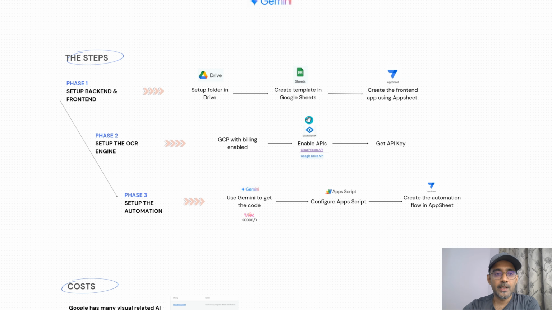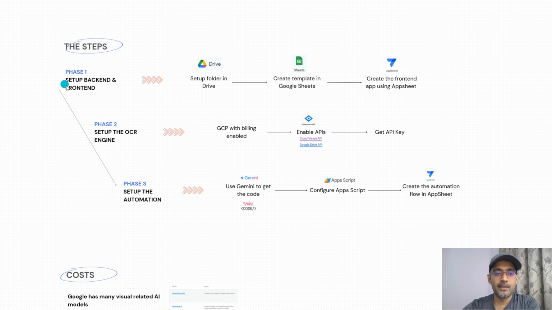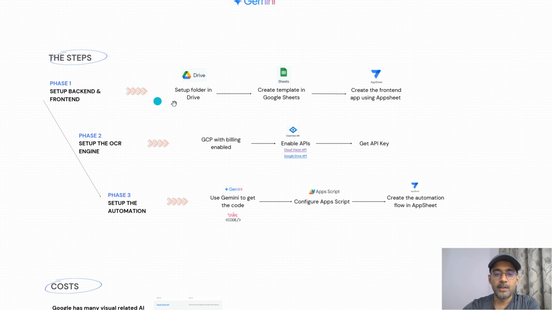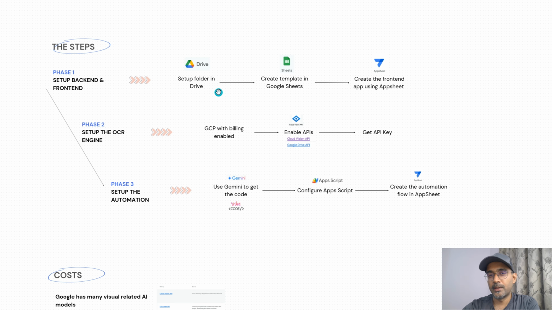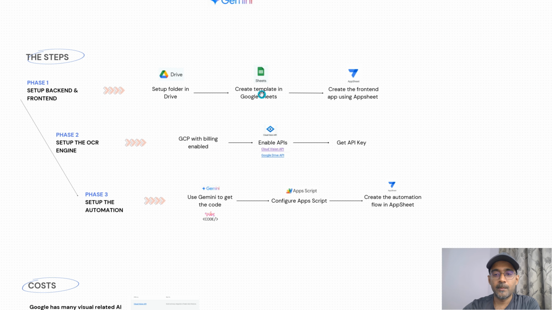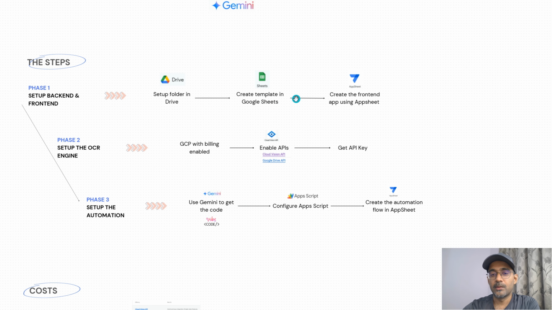Now let's look at the steps that are needed to get this done. It's in three phases: phase one, phase two, and phase three. Phase one is the back end and the front end setup. So in this case, we'll be creating a simple folder in Google Drive, and then inside the folder, we'll be creating a Google Sheets file, which will have the so-called schema or the database format. And then from here, we'll be using Google's AppSheet to create the front end for this application.